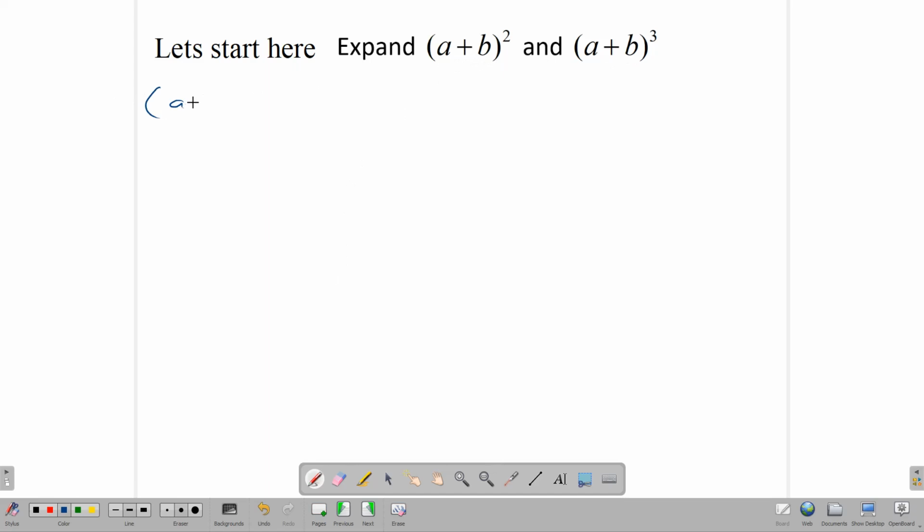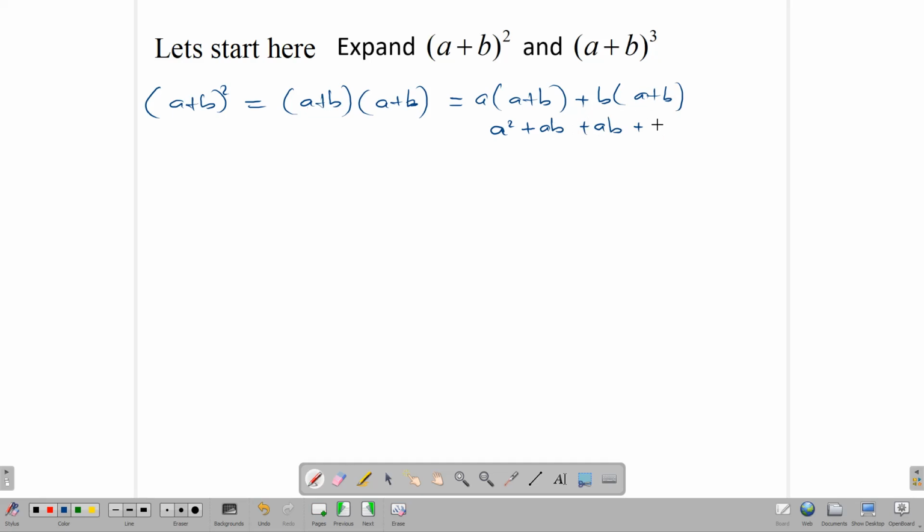So first, a plus b squared. This is equal to a plus b times a plus b. And in writing this out, we can use the distributive law to say a multiplied by a plus b, and this b multiplied by a plus b. So multiplying here, we have a times a, that's a squared, and a times b gives us ab. And here, b times a gives us ab, or ba, and b times b is b squared. Now these two are similar terms, so we can combine them to get a squared plus 2ab plus b squared.